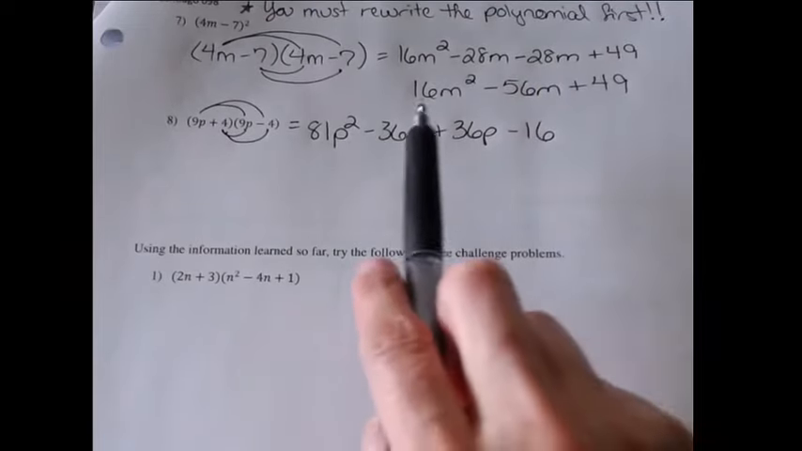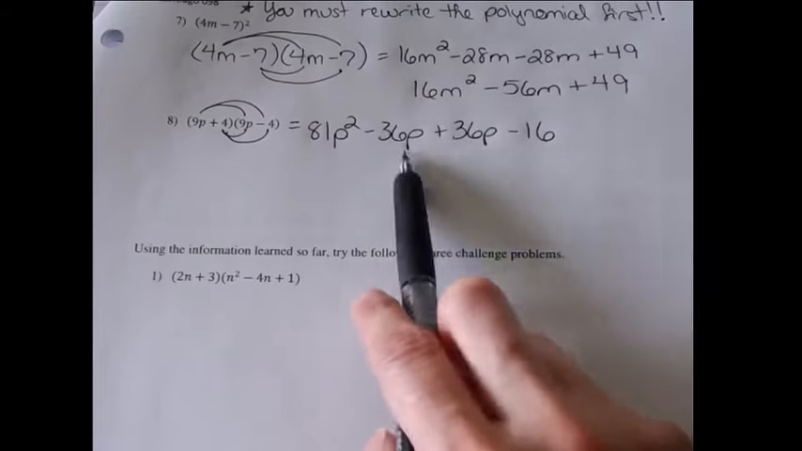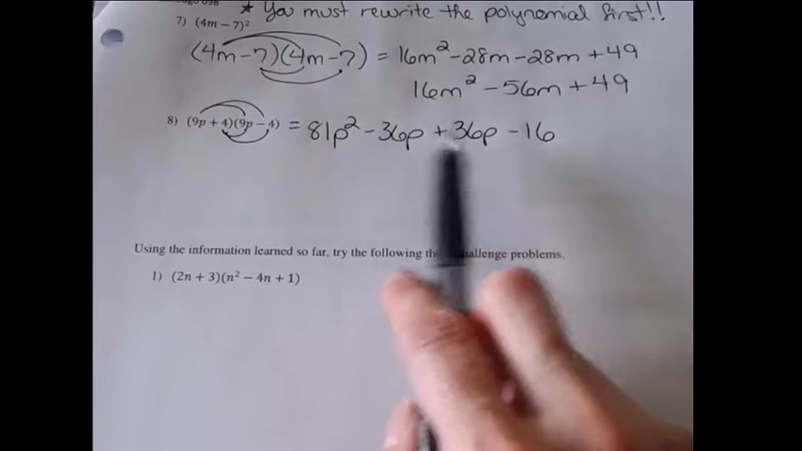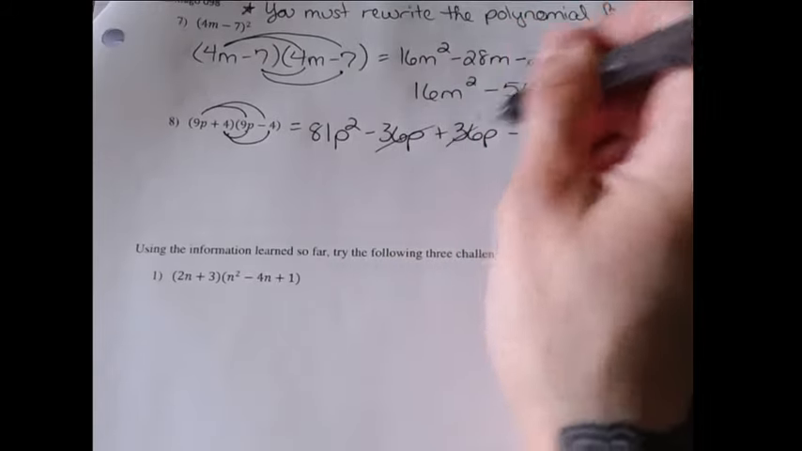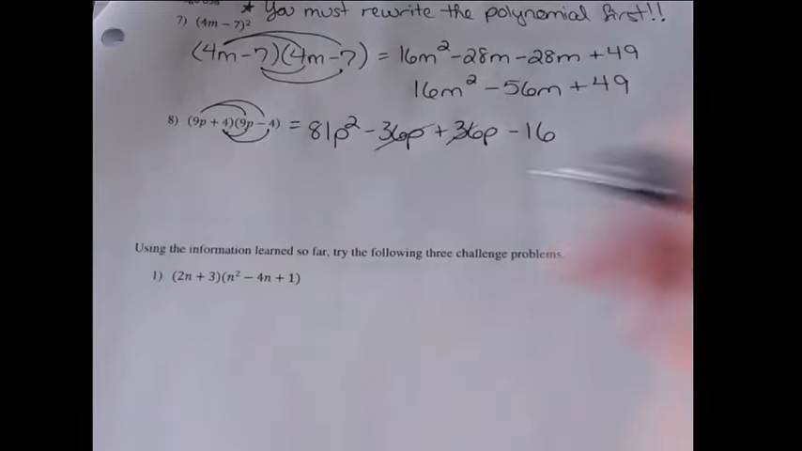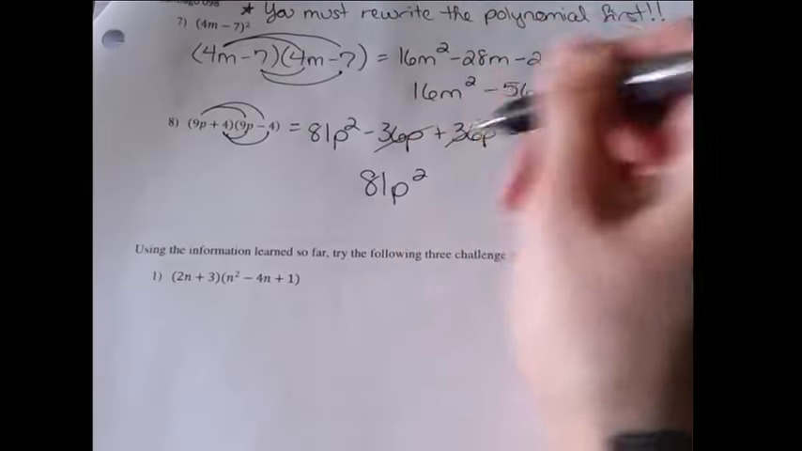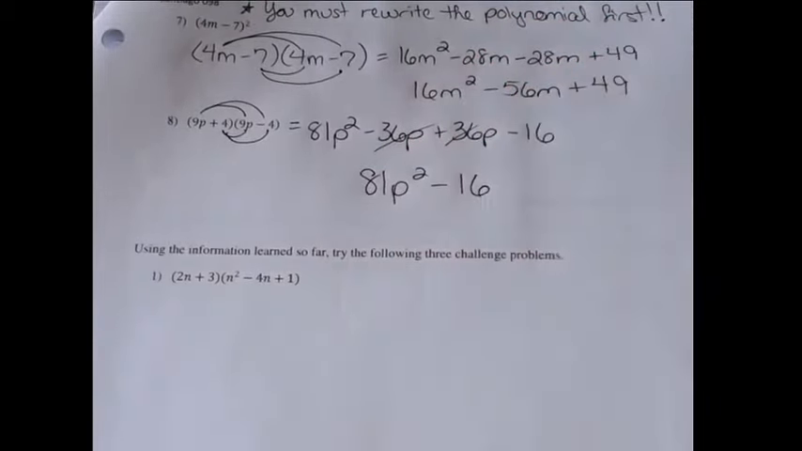But check this out. Now what do you notice? These are opposites. A negative 36p and a positive 36p, they'll cancel each other out. So the answer to this particular expression is 81p squared minus 16.